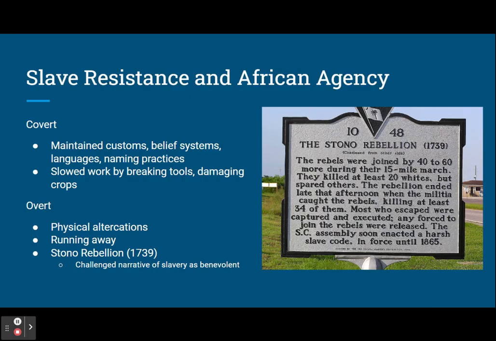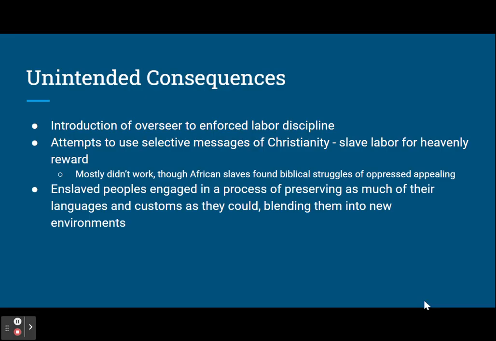It is also going to have some pretty negative consequences. The unintended consequences of the Stono Rebellion and others like it was that it did introduce the overseer on plantations to enforce labor discipline. And additionally, plantation holders tried to use selective messages of Christianity, preaching to slaves that slave labor was for a heavenly reward: if you worked in this life, then you'd be rewarded in heaven. This mostly didn't work, as enslaved peoples, unsurprisingly, found a lot more in common with the biblical struggles of the oppressed. So they found these stories much more appealing.